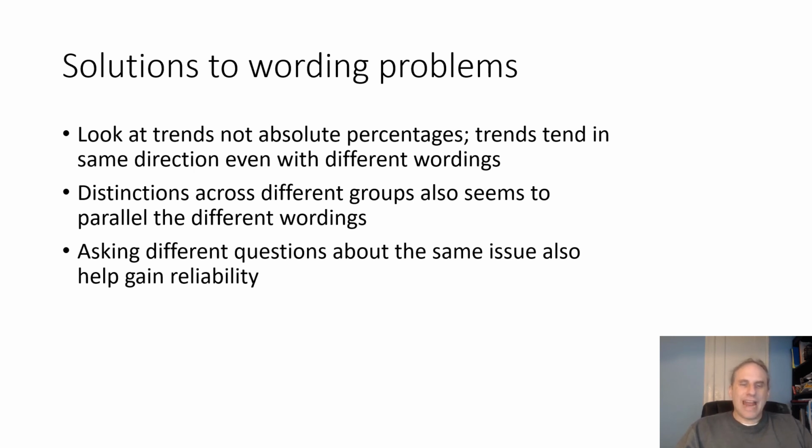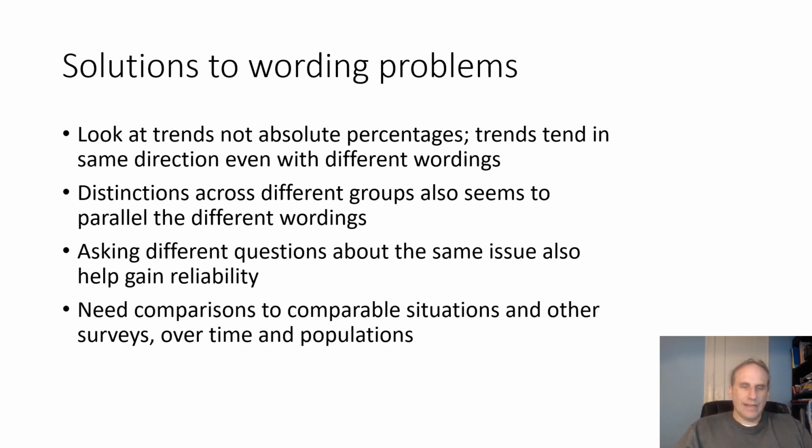And you can ask different questions about the same issue to get greater reliability, to see if you do have consistency with different approaches to the same question. One thing you need are comparisons to comparable situations and to other surveys over time and populations. That's where literature reviews can help, because you can compare your wording and your results to other results over time or in different places.